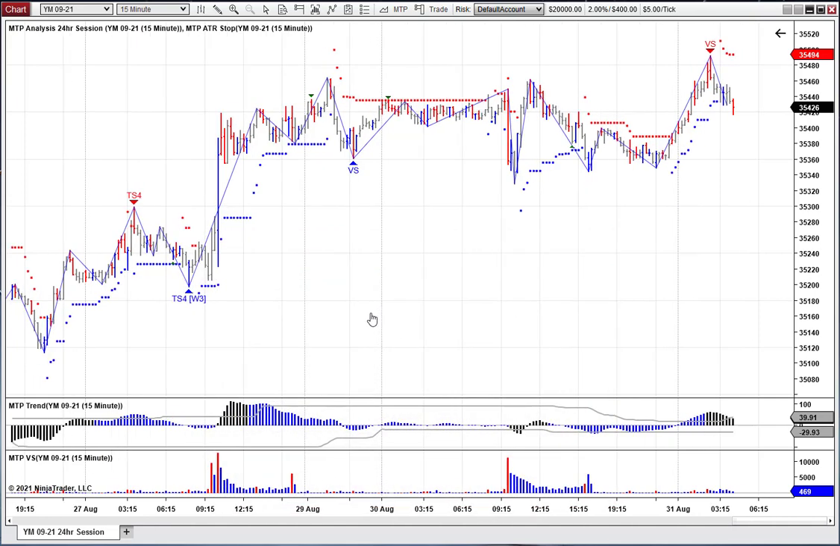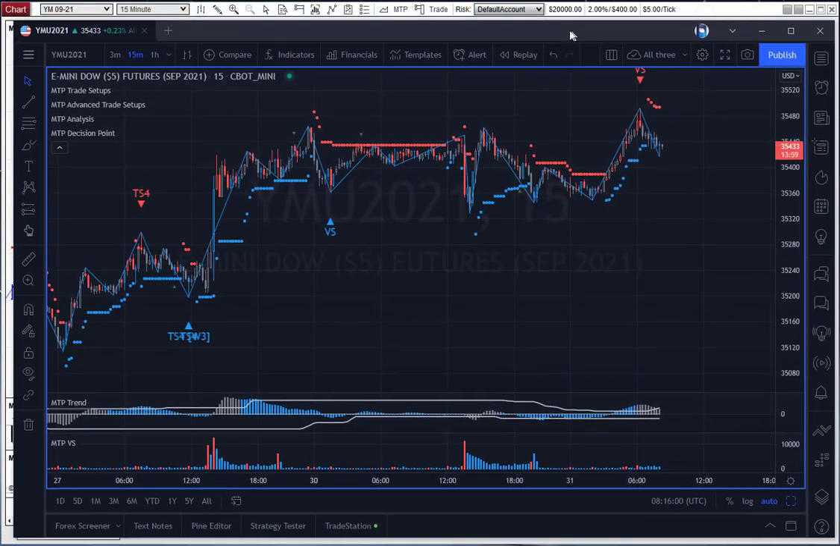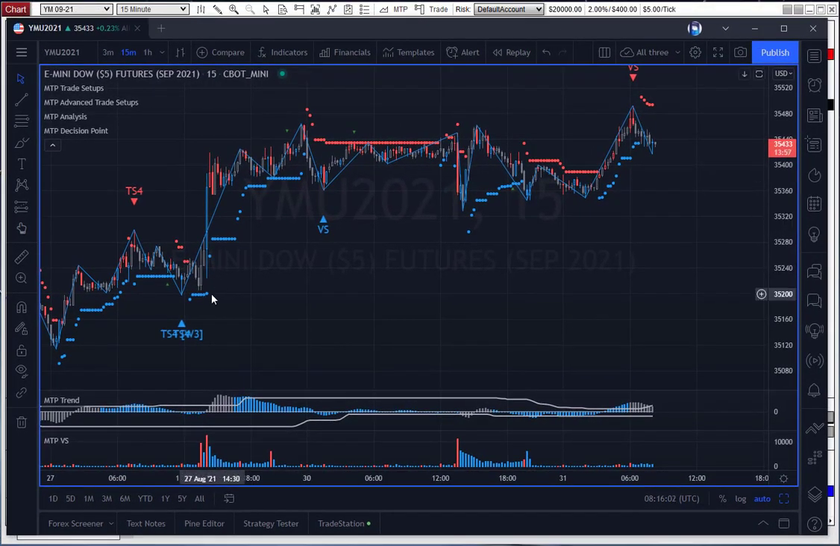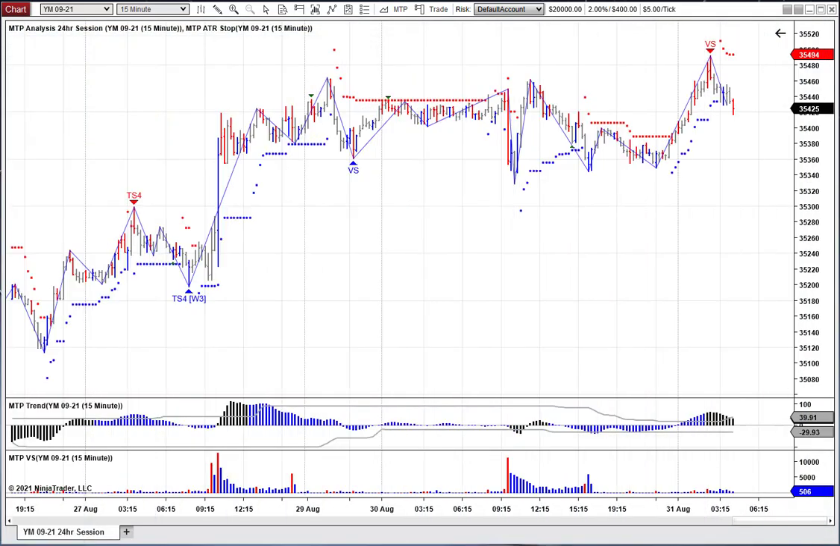Right, this is a 15-minute chart of the YM using the 24-hour session. These are our add-ons for NinjaTrader 8, but the same applies whether you're using our standalone version or our TradingView scripts. If I pull our TradingView scripts in, you can see that they are here. The setups we'll be looking at are our W3 or Wave 3 trade setup here, and also there's a VS sell that's just coming in here. So let's go back to our NinjaTrader 8 add-ons.